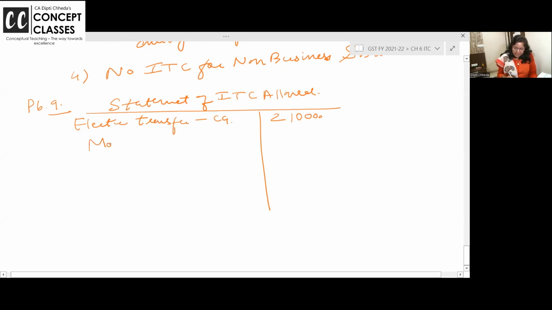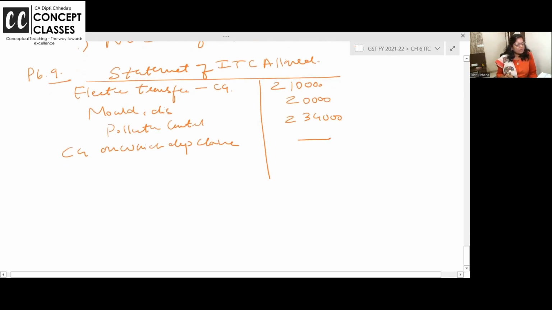Next is molds and dyes and jigs and all. Yes. 20,000. It is allowed. Pollution control equipment and energy saving devices you have to put in your factory. ITC is allowed. Capital goods on which depreciation you have claimed, even on the ITC part, not allowed. Capital goods purchased from composite supplier. Composite supplier se kharide, not allowed.